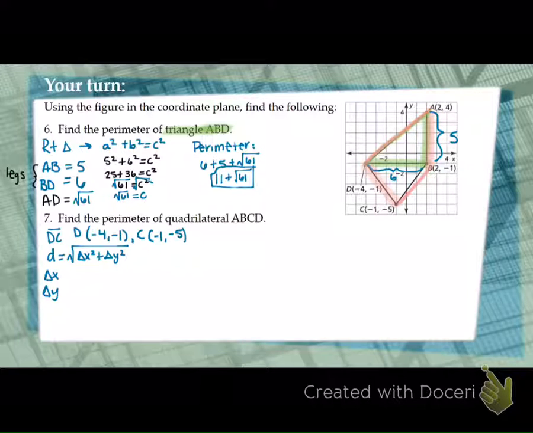Okay, so I put those points up there again. So we know D is at the point -4, -1, and we know C is at the point -1, -5. What is the change in X from D to C? What is the change in X, Corey, from D to C? From -4 to -1. How many is that? 3. Good. Then, how about the change in Y from D to C? From -1 to -5? 4. So we plug those in.